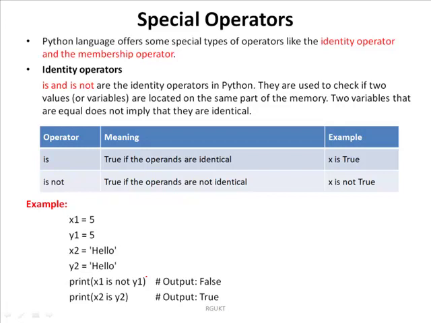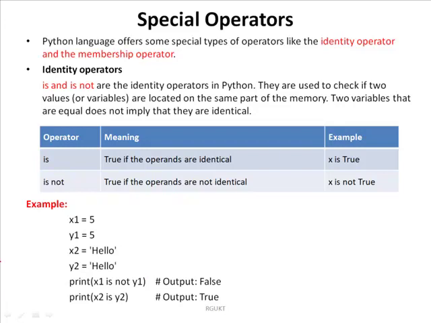Special operators: the Python language offers some special types of operators like identity operators and membership operators. Identity operators are nothing but is and is not. They are used to check whether two values or two variables are located in the same part of memory. Two variables that are equal does not imply that they are identical. Identical means same. If the operands are identical, it is going to return true. Is not returns true if the operands are not identical.